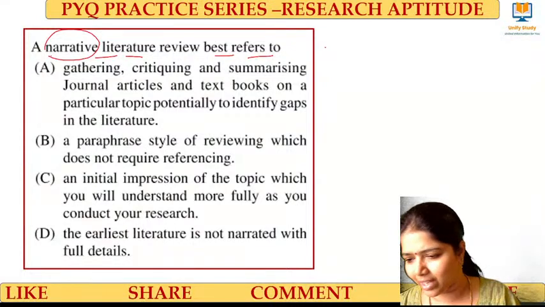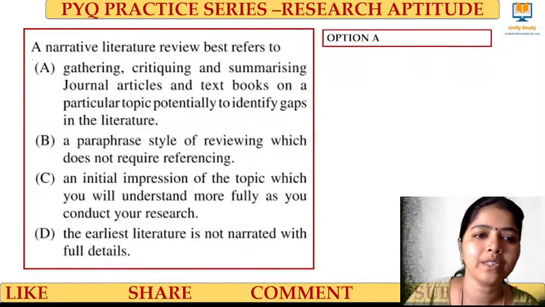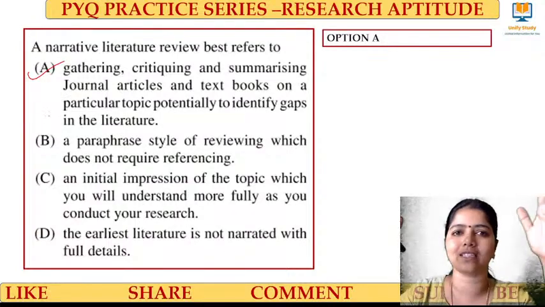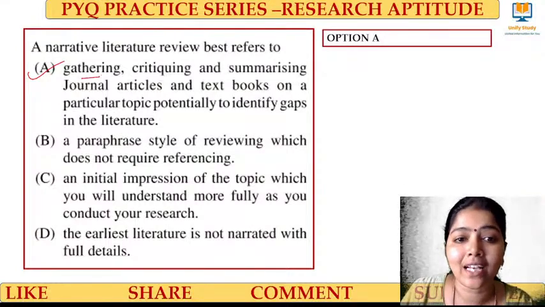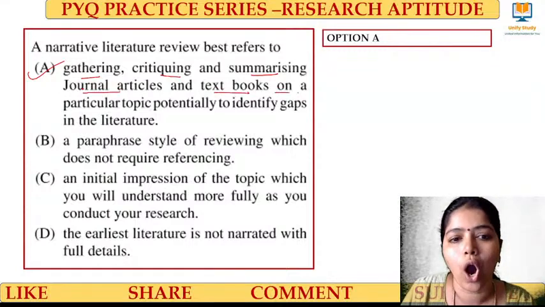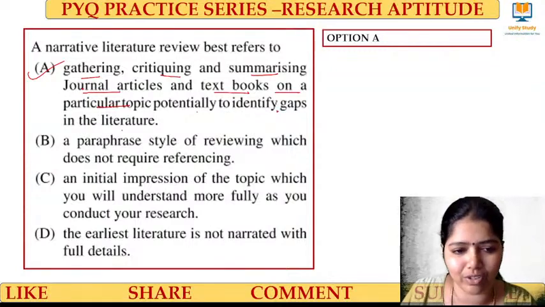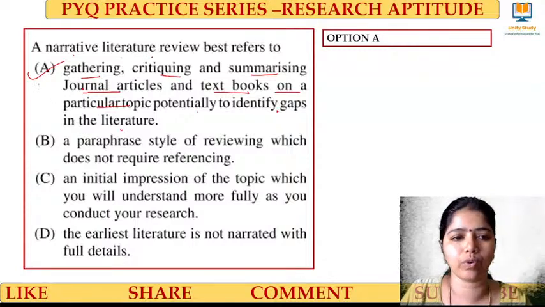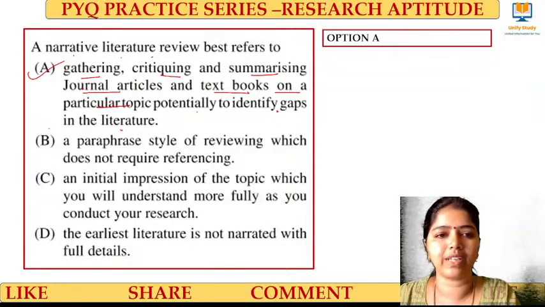Very good. So the right answer for this question is option A. Narrative means what? Getting stories. How do we get stories? They narrate things. They join all the things and give it to you as a story. So it is gathering, critiquing, and summarizing the journal articles and textbooks on a particular topic, potentially to identify gaps in the literature. Right? And that we call narrative literature review. Option A is the right answer. Next one.